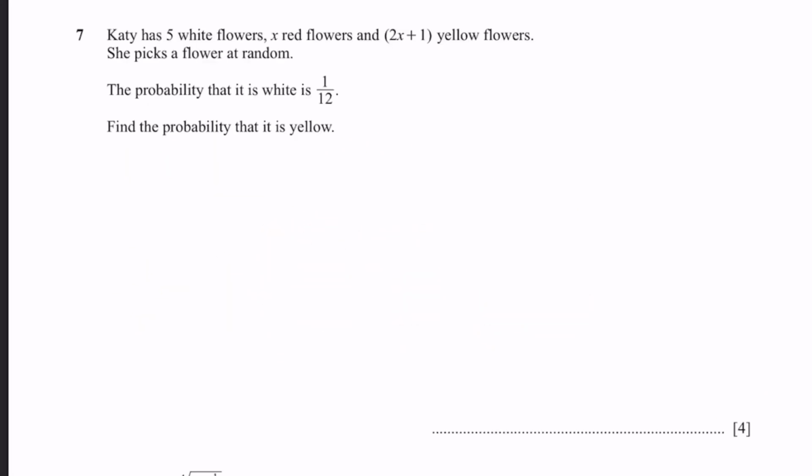Question 7. KG has 5 white flowers, x red flowers, and 2x plus 1 yellow flowers. She picks a flower at random. The probability that it's white is 1 by 12. Find the probability that it's yellow. So the probability of white is 1 by 12.